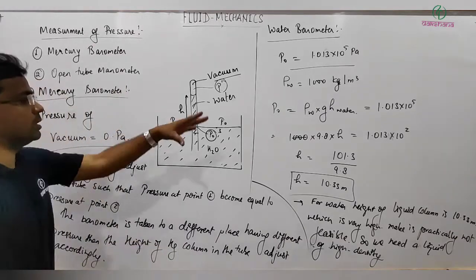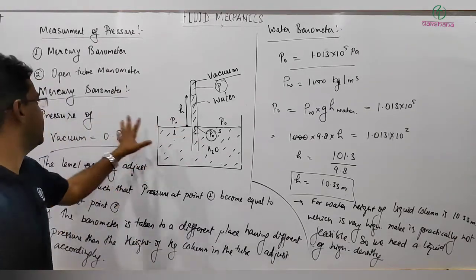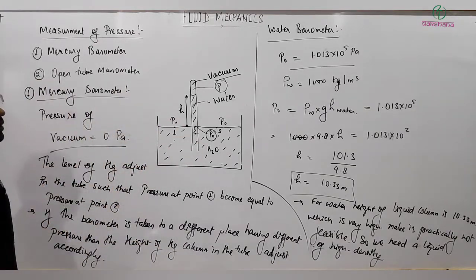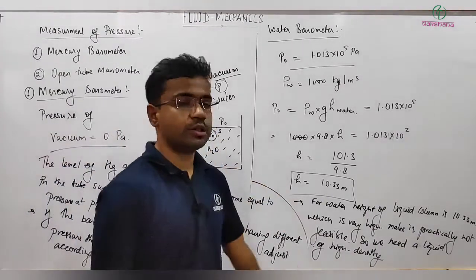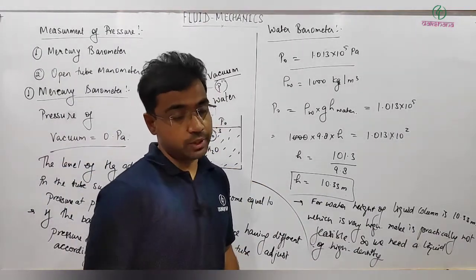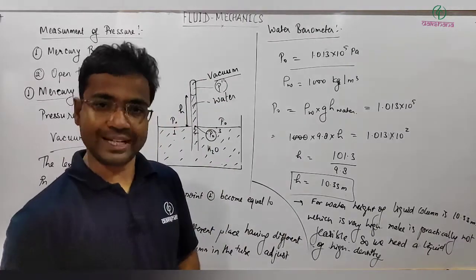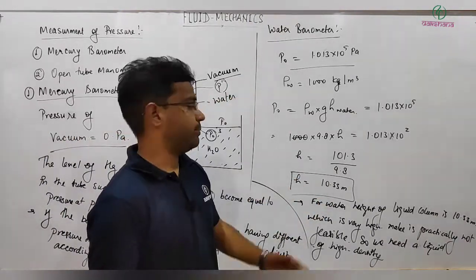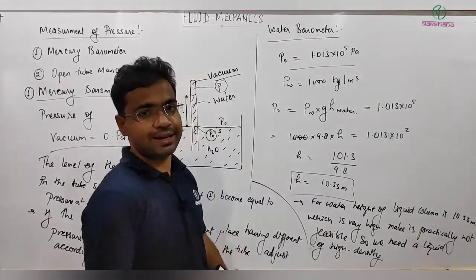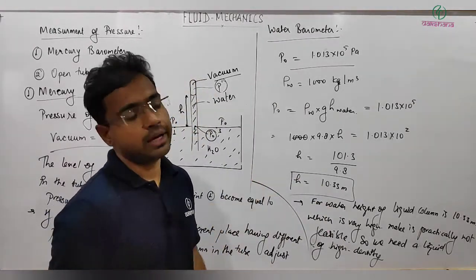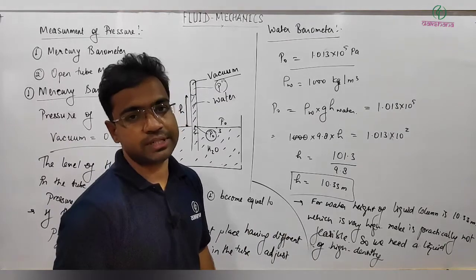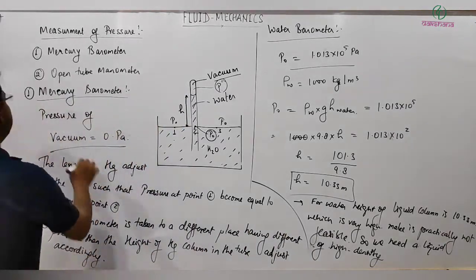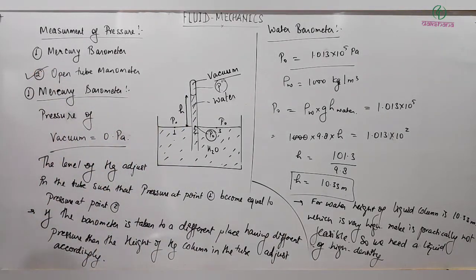So this is all about the setup of the mercury barometer, how it works, and why we cannot use water as the liquid in a barometer. Yes, it will work, but the only problem is that the height of the tube required will definitely be more than 10 meters, and that will be very difficult to hold, almost practically not feasible, right? So let's see, the next setup is the open tube manometer.